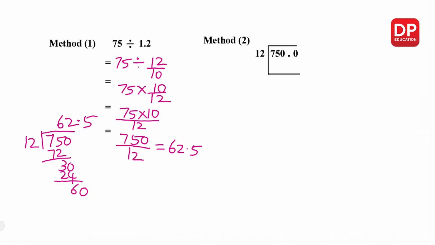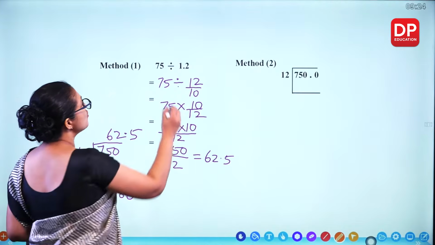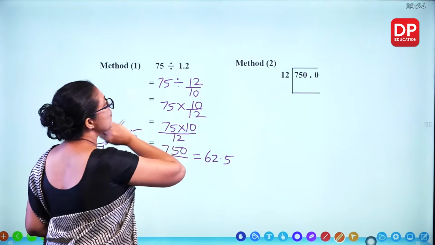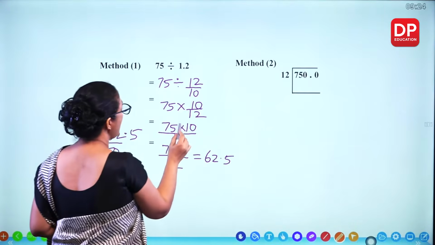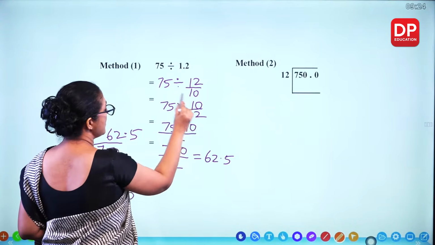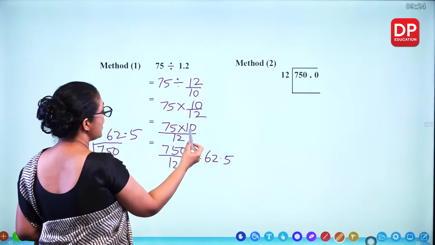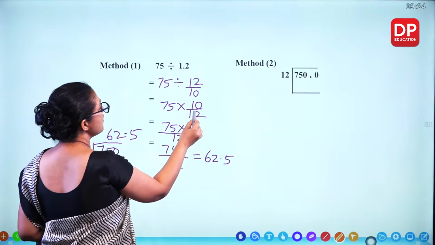Now we'll look at method 2. Method 2, what do you do? 75 divided by 1.2, I can write from here. 750 divided by 12. So 700 from here.